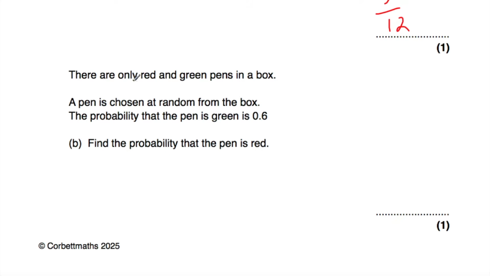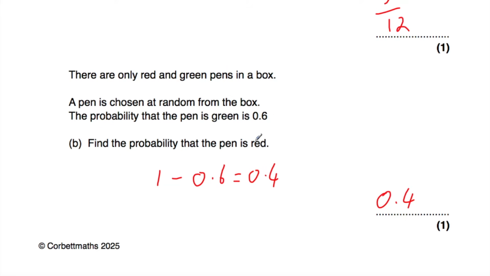Because we're told there's only red and green pens in the box, that means it's either going to be red or green. It's one or the other. So if the probability of it being green is equal to 0.6, the probability that it is red would have to be 0.4, because they have to add together to be 1. It's certain that you're going to pick one of the two colours. So to find the probability that it's red, you just do 1 take away the probability that it's green. So 1 take away 0.6 is equal to 0.4. Or you just figure out what you would add to 0.6 to get 1, which would be 0.4. And that's it. So in this question, we knew that there were red and green pens in the box, and we knew the probability of it being green is 0.6.